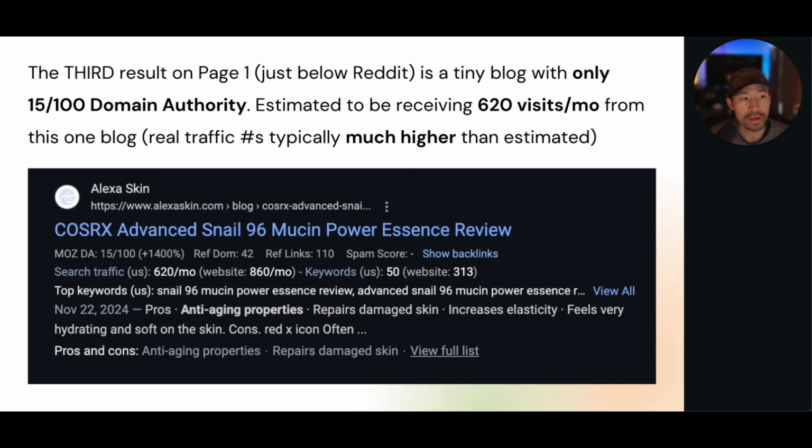Now, here's the thing. These numbers are always underreported. So if it says 620 per month, it can easily be 2 to 3 times that amount in terms of real traffic. It could even be 10x as much. I don't know why it is, but this is because these numbers reported are just estimates. But as a site owner myself, I know that if you're top 3 for a term that has 6,600 searches per month, then you for sure are probably getting way more than 620 visits per month to that blog post.